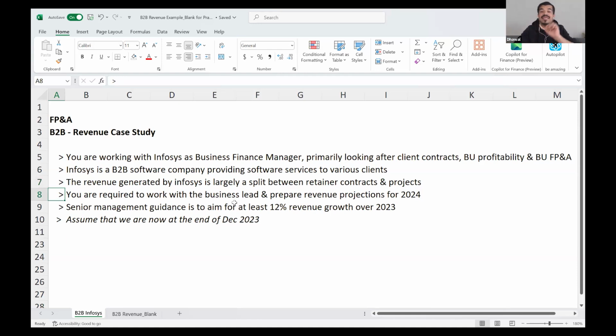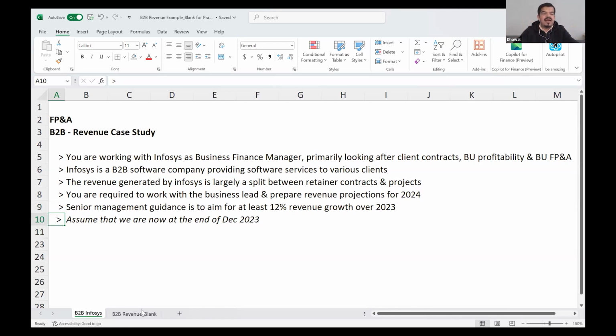You are required to work with the business lead and prepare revenue projections for 2024. You are the business finance manager of this business unit. Senior management has given you some guidance over 2023. Assume that you're now at the end of December 2023. I told you that budget is prepared before the start of the next financial year, so we are now at the end of 2023 and we have to prepare our revenue budget for financial year 2024. Let's get started.